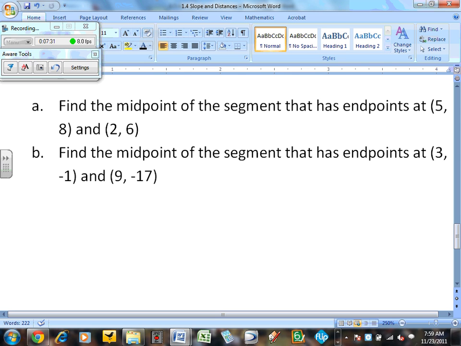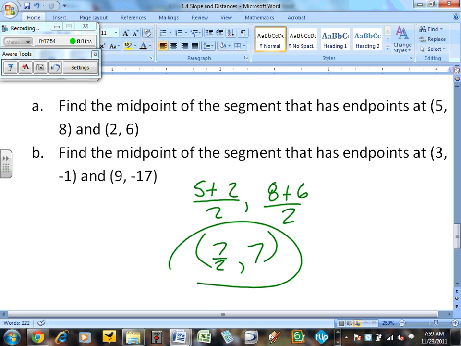So we're going to add our x's, 5 plus 2 divided by 2, and we're going to get an ordered pair because it's a midpoint. It's a point. We're going to get a point. So 5 plus 2 and 8 plus 6 divided by 2. Well, 5 plus 2 is 7 divided by 2 is just 7 halves, or 3.5. 8 plus 6 is 14 divided by 2 is 7. So our midpoint between those 2 points is the point x equal to 7 halves and y equal to 7.